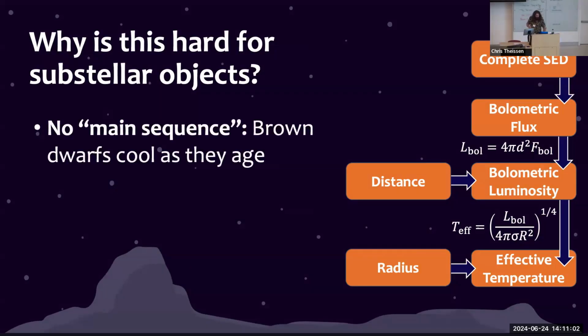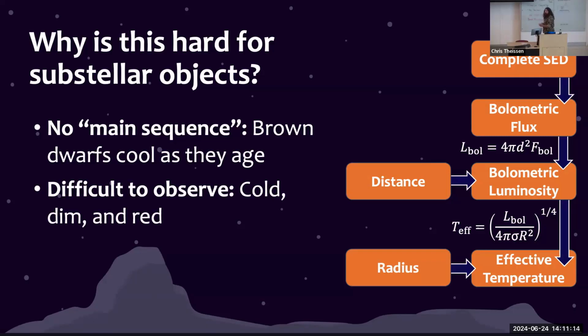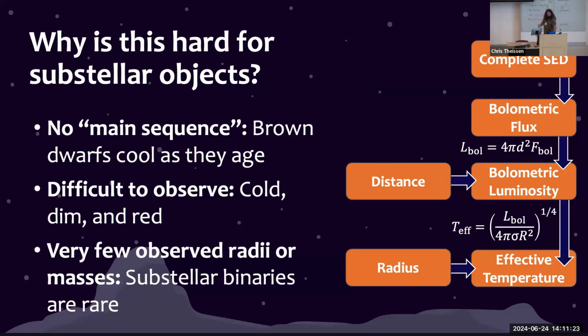The reason for that is, as Jackie alluded to, we have no main sequence for brown dwarfs. Brown dwarfs cool with age, and so we don't have a mass luminosity function. We have a mass age luminosity function. Along with that, they're difficult to observe because of their cold temperatures. They're dim and red, emitting mostly in the near infrared, making them harder to get from the ground. And we also have very few observed radii or masses for these substellar objects because substellar binaries are fairly rare.